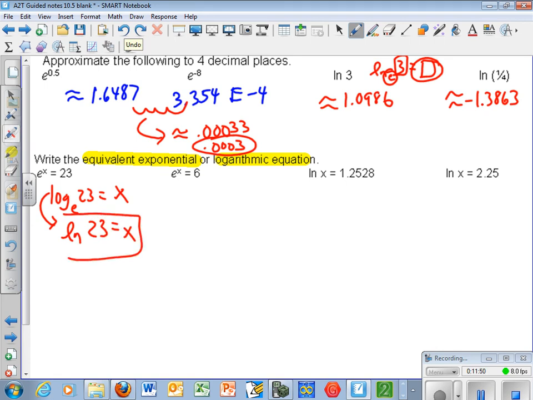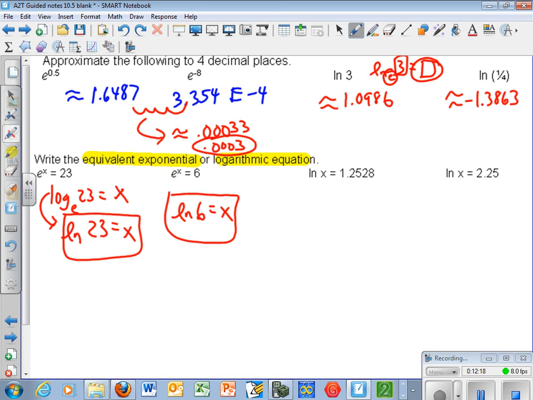So now you could actually figure out what the natural log of 23 is, but here we're just going from one form to the other. So this is exponential form because e is to a power. We're writing it in logarithmic form. So this one would be the ln of 6 is equal to 8 if we do a similar thing there. The ln of 6 is equal to x.